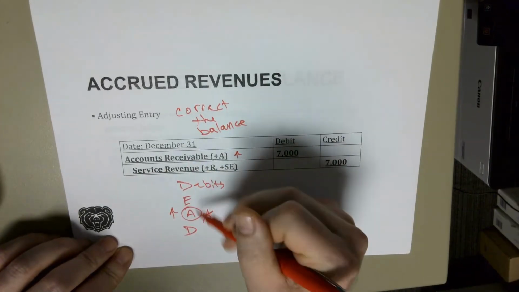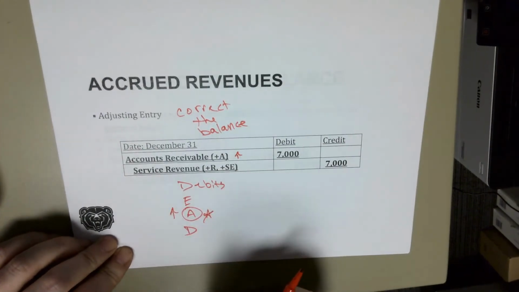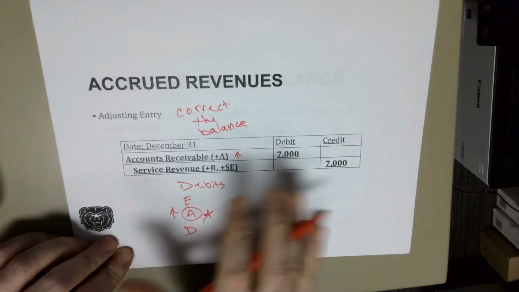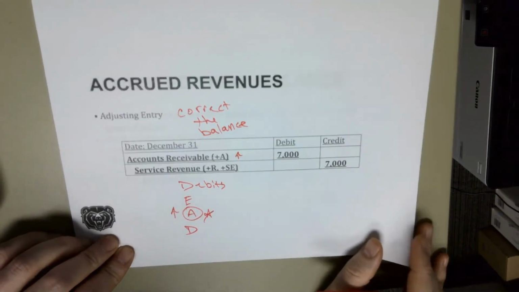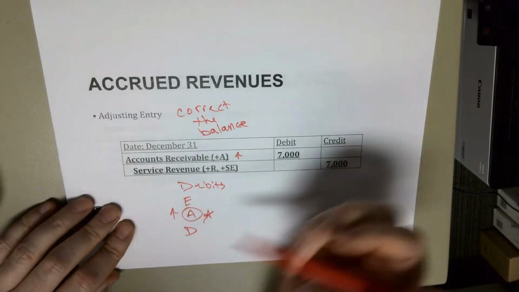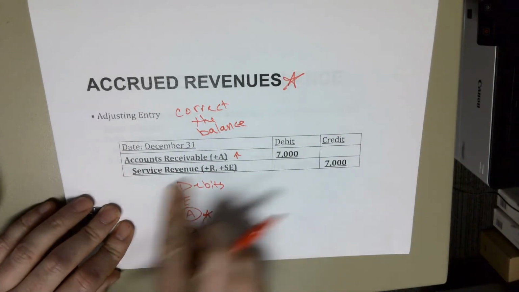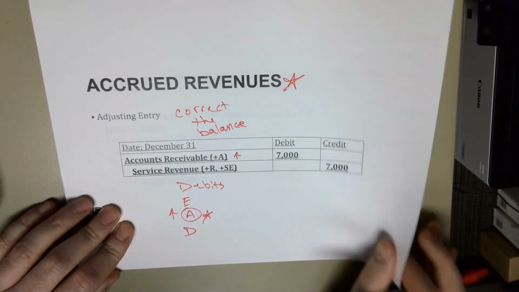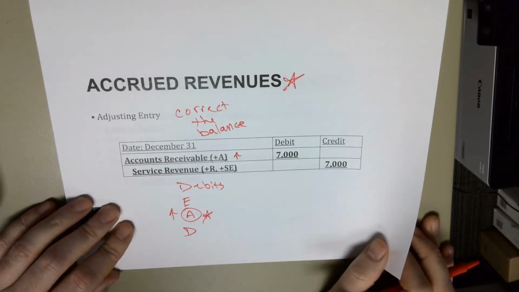Service revenue, not included in here, so we're going to increase it with a credit. Pretty simple journal entry. AR entries are typically pretty easy, not super confusing, but we just wanted to review what an accrued revenue is and how we can sometimes have to make an adjustment to that during or at the end of the period.